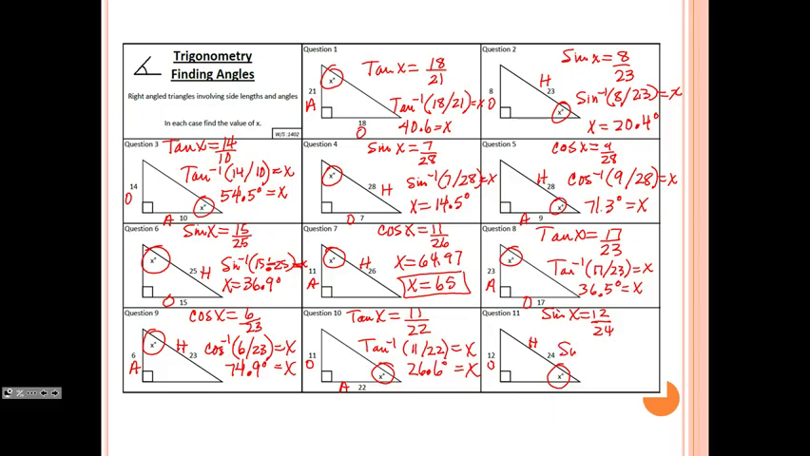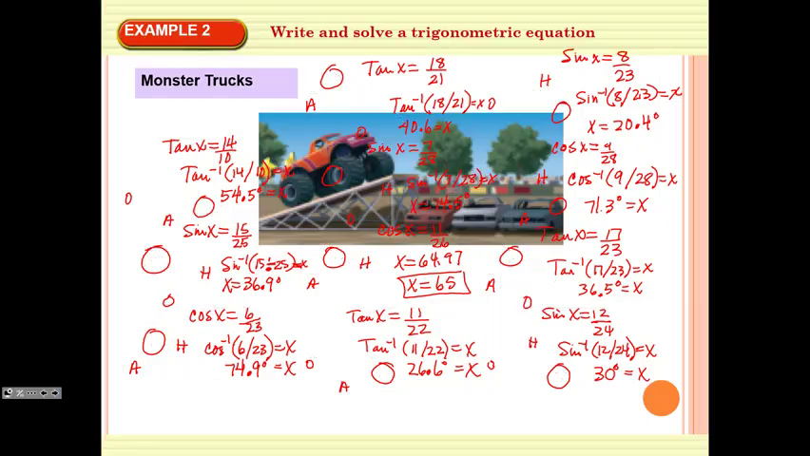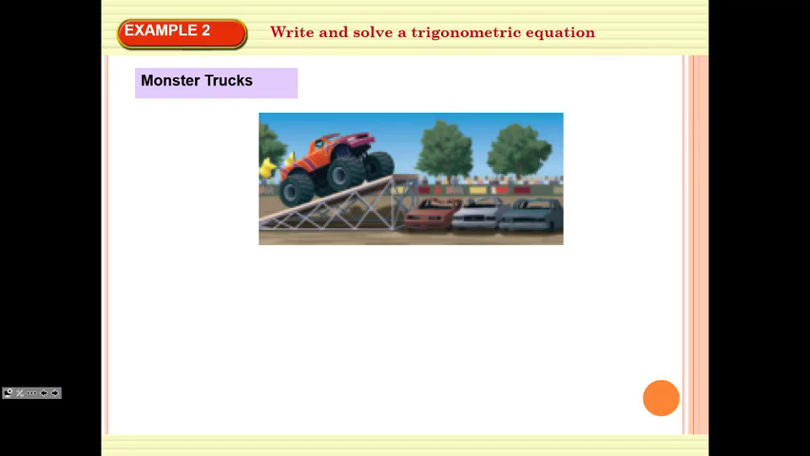So we're going to go sine negative 1 of 12 divided by 24. That's going to give us x. Okay, here we go. Hit second sine, shift sine, whatever you've got to do. 12 divided by 24, and you should get 30. So that angle's 30 degrees.